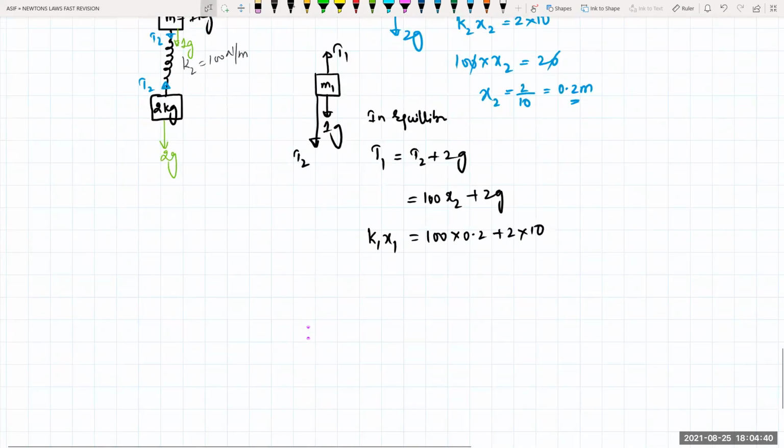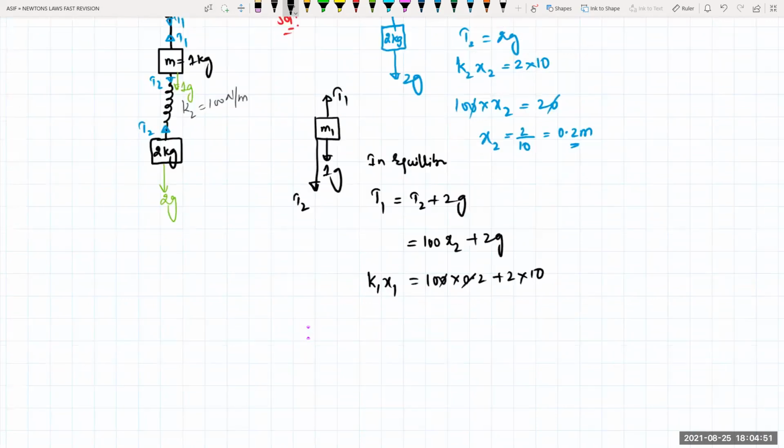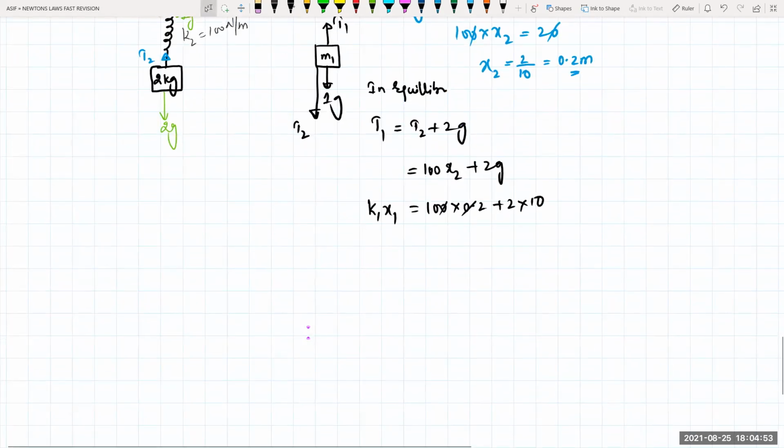Yes, sir. So here 0.1 goes, this point value goes, the 0 value goes. K1 value is given as how much? Because 0.2 is nothing but 2 by 10. Yes, sir. So the 0 will go. And what is the spring constant of K1? K1 is also 100. So this is 100 into X1, which will be equal to 10 into 2, which is nothing but 20 plus 20. That will be equal to how much for me? 40. Yes, sir.